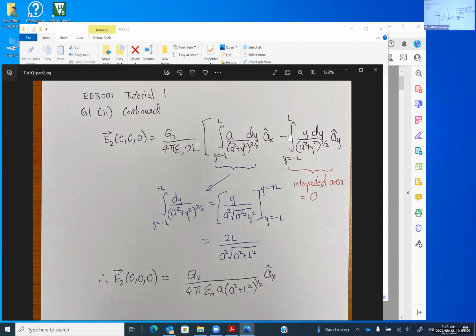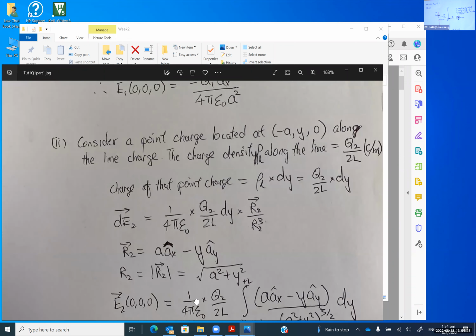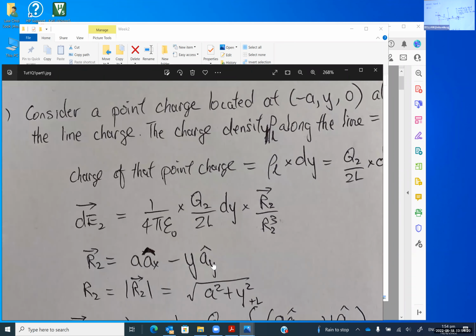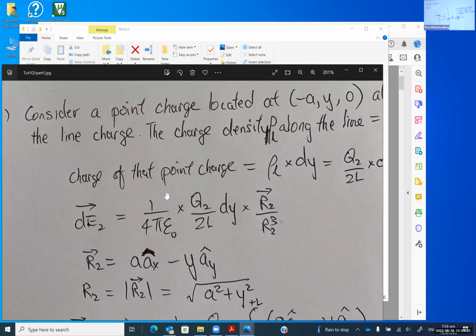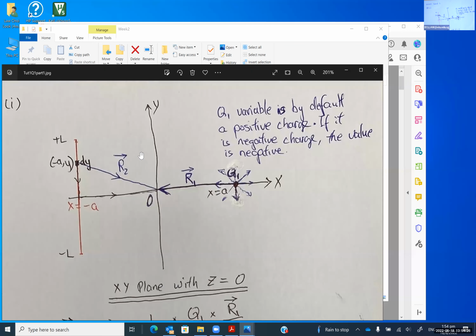Alternatively, you reason it out from the figure itself. Go back to the figure and reason it out by symmetry. So just now, when we consider this point charge, we say this point charge can be decomposed into an E field that has an AX component, positive, and a negative AY component.